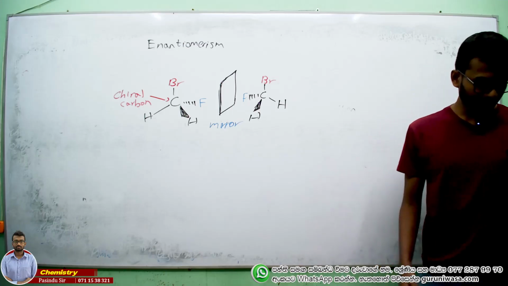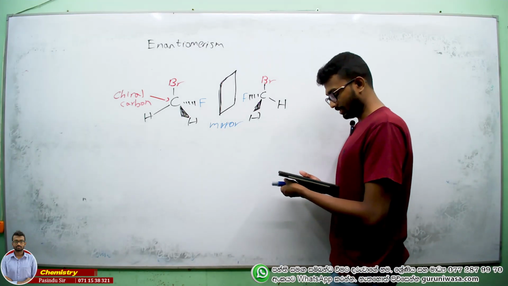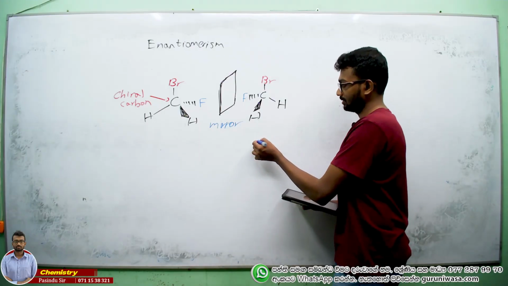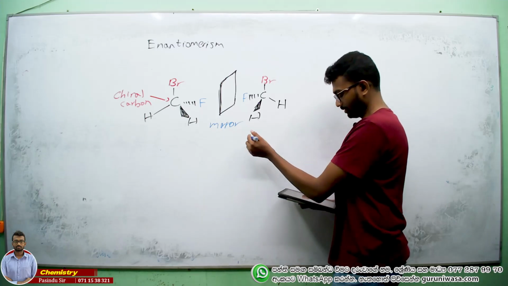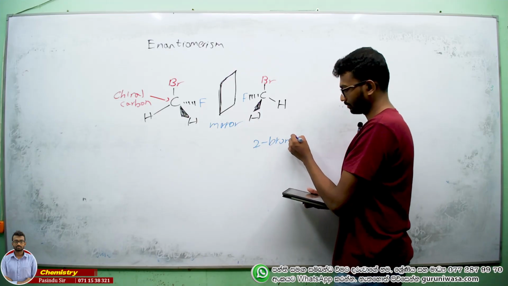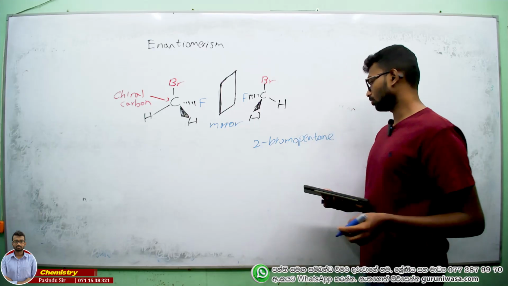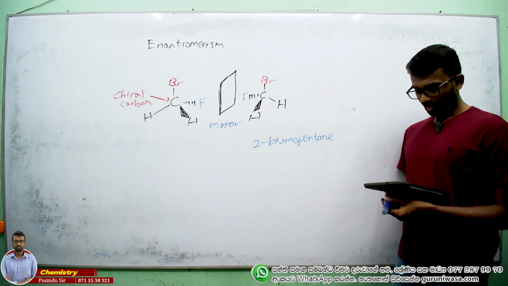An example question: does 2-bromopentane have a chirality center?